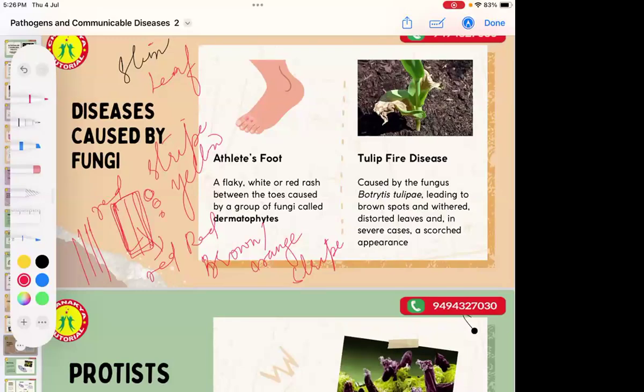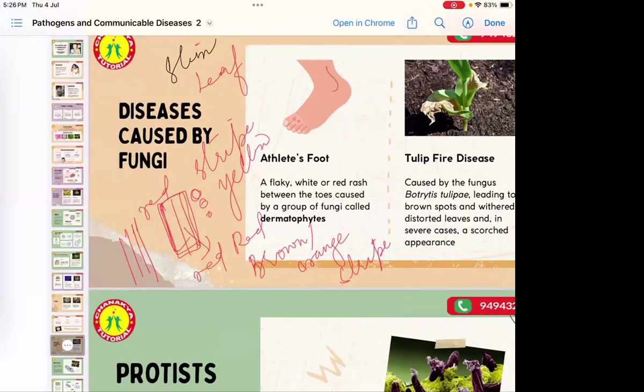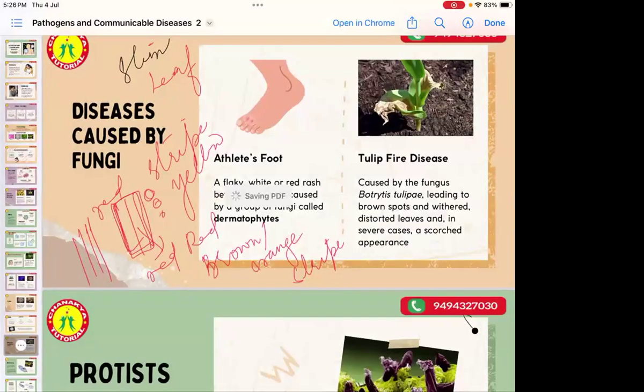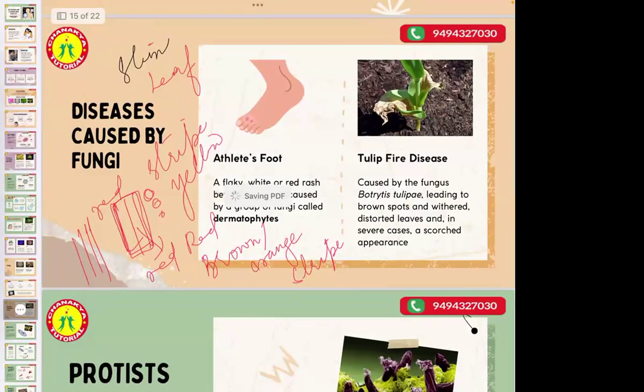Yes. Okay. So coming to the blight of potato, what happened in them? It is caused by a fungus. It is caused by a fungus. The name of the fungus is... Wait. I think it got hung.